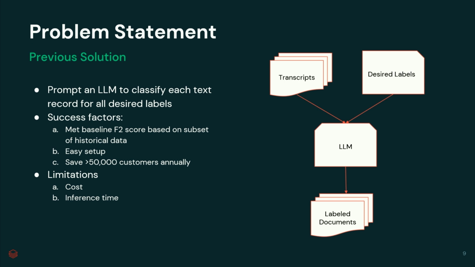Success factors for this use case is that it was performant enough. It met a baseline F2 score, and it was relatively easy to set up. It's just one API call for every single summary of the transcript, and we save 50,000 customers annually. But the limitations are very great, such that the cost is very, very expensive, and it takes a very long time to inference. Again, we talk about the tokens coming in and coming out.